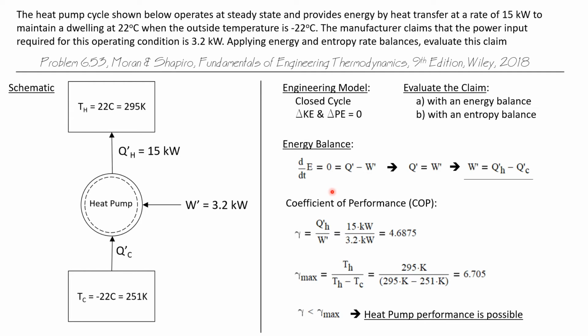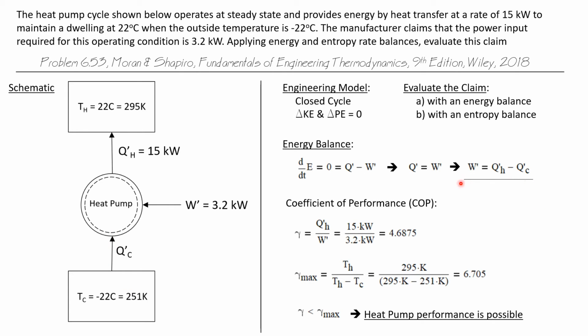So we can write an energy balance. dE/dt is zero. It's zero because this cycle operates at steady state, and all properties in a steady state process are constant with time. So dE/dt is zero, and that's equal to Q dot minus W dot. Therefore, Q dot is equal to W dot. Or we can expand this Q dot term since there are two Q's. We know that W dot is Q dot H, which is transferring to our hot reservoir, minus Q dot C, which is transferring energy into the heat pump.